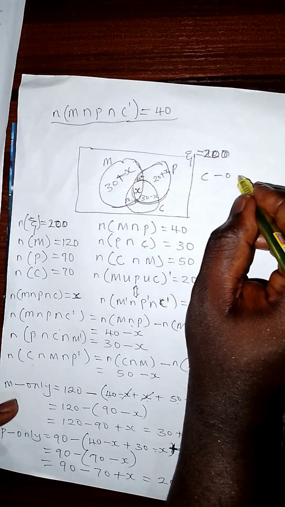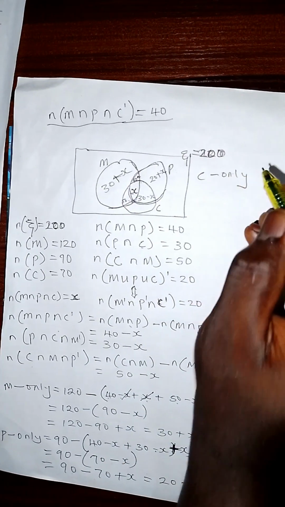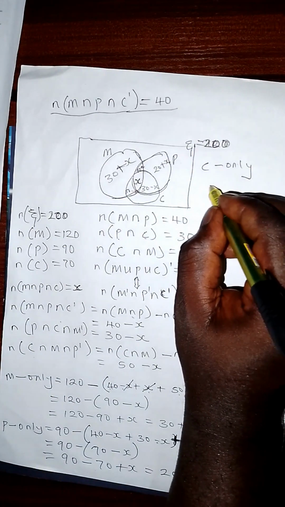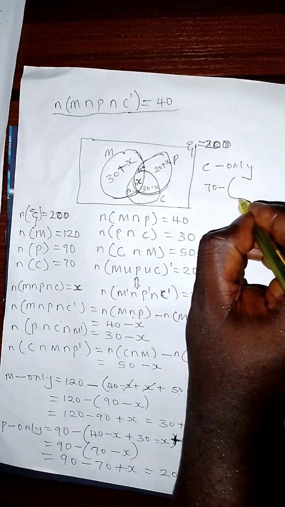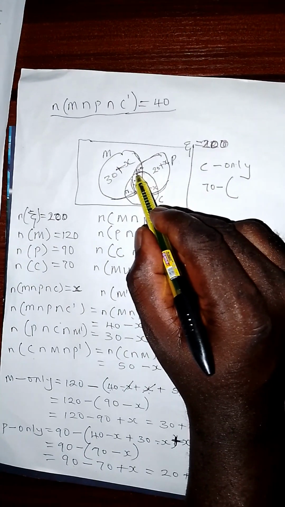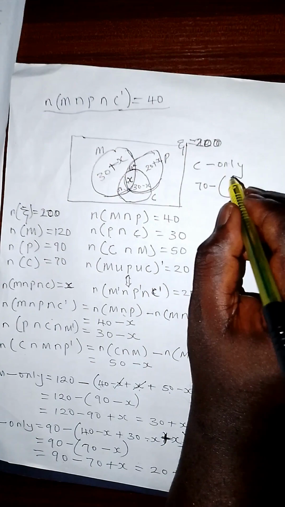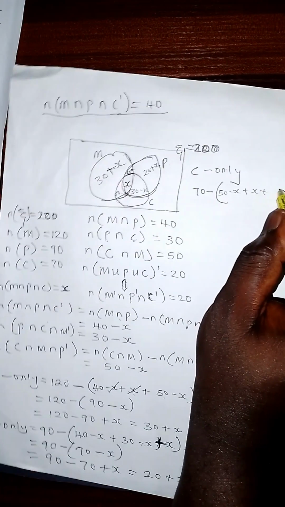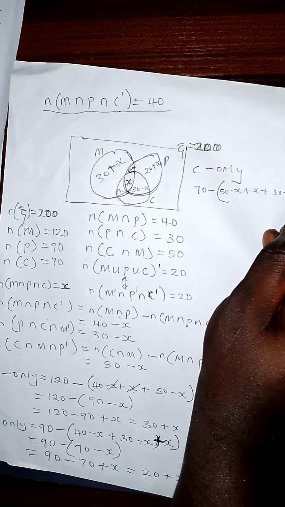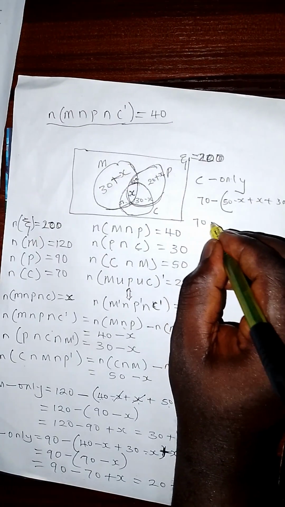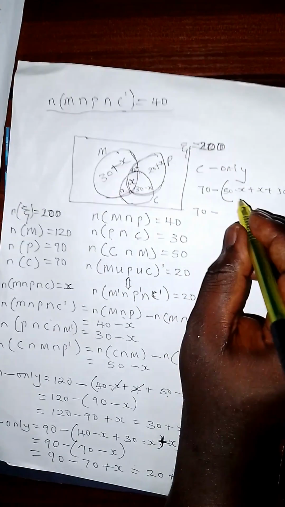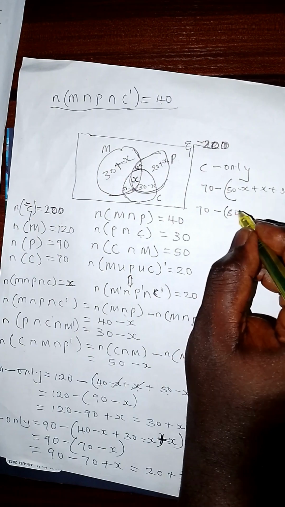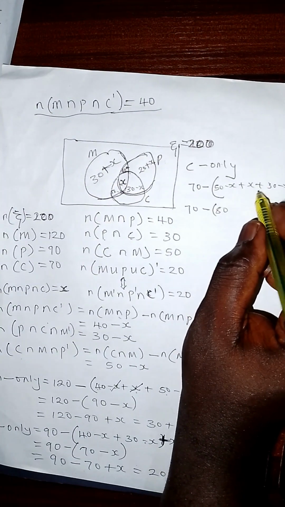That is chemistry only. To do chemistry only, you come to chemistry, that is 70. Chemistry is 70, and then you look at all the parts of chemistry. Look at this place: that's 50 minus X plus 30 minus X. If you can understand this part I'm explaining, students, you'll discover that you have solved a major problem in set theory.